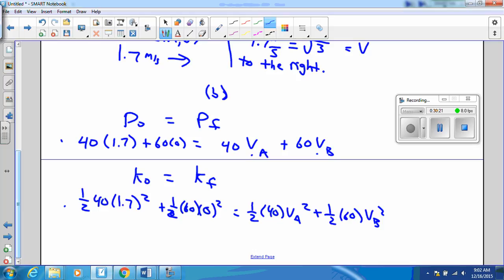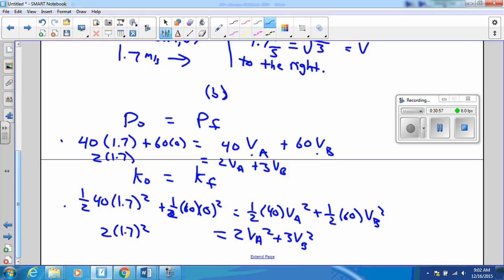One thing I observed is that all of my masses have a common factor of 20. Did you observe that? So it makes sense to simplify these equations by dividing through by 20, and that gives me 2 times 1.7 equals 2VA plus 3VB, and that's a lot less scary. And likewise down here, I'm going to multiply through by 2 and divide by 20, so that gives me 2 times 1.7 squared equals 2 times VA squared plus 3 times VB squared. And that's a lot less scary as well.